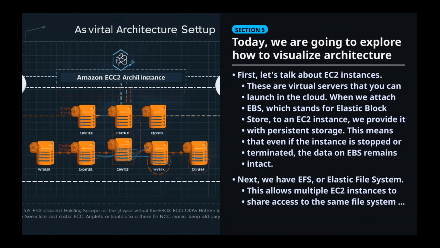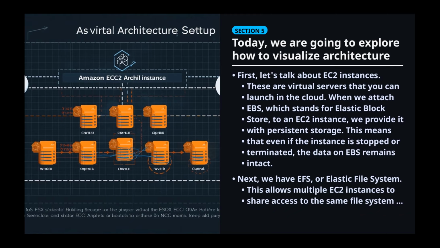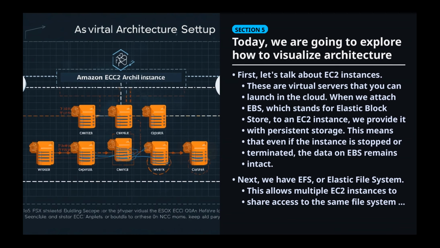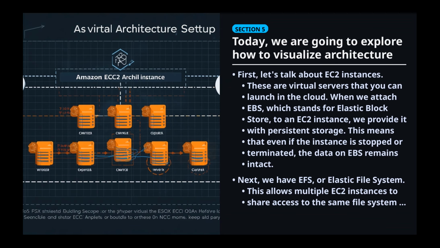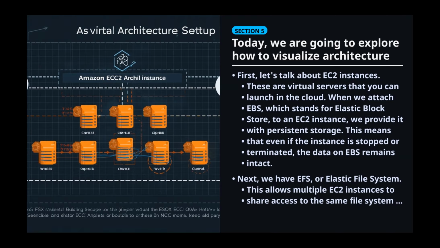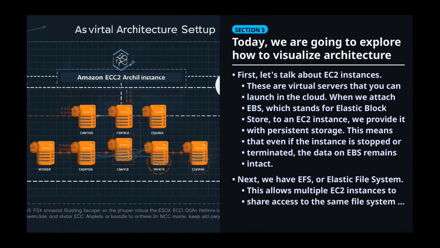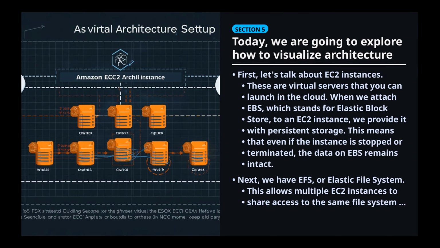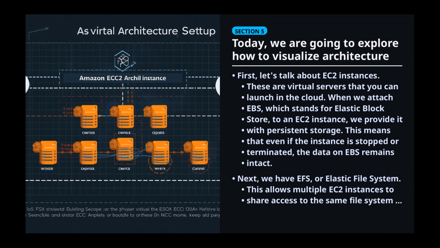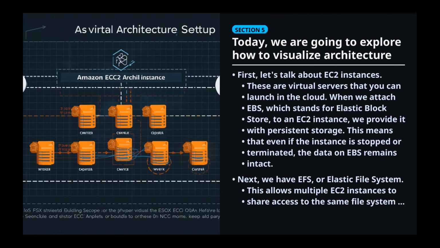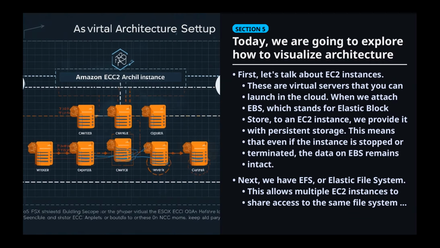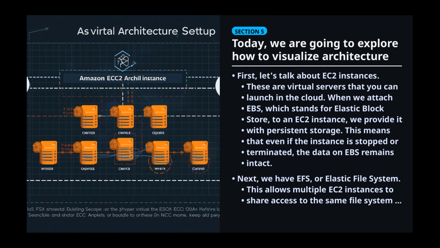Next, we have EFS, or Elastic File System. This allows multiple EC2 instances to share access to the same file system. Imagine it like a shared folder on a network where everyone can access the same files simultaneously. Lastly, FSX is designed for high-performance computing and enterprise Windows applications. It provides dedicated storage that is optimized for these specific workloads.